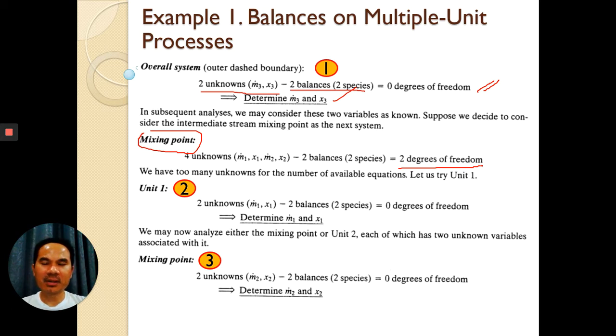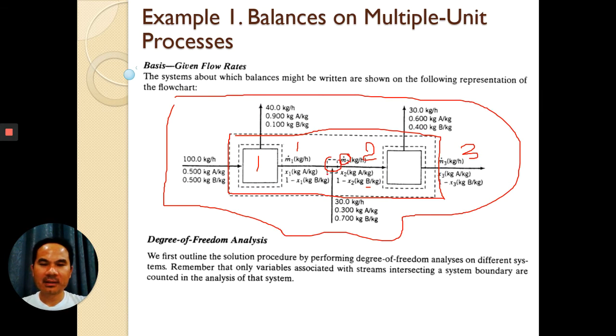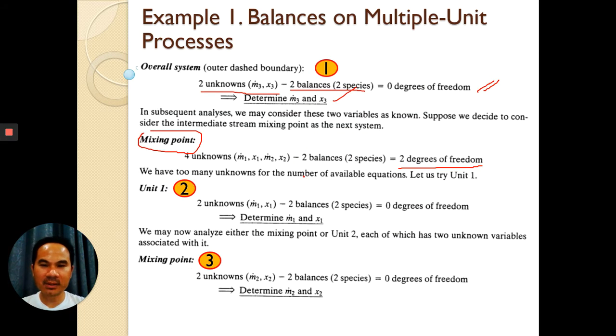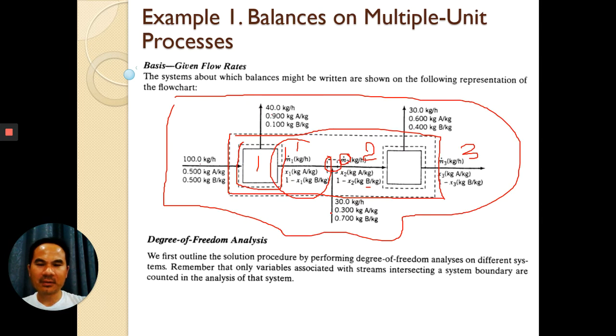The next step, you consider unit 1. You know the input, you know the output, and you don't know stream 1, with M1 and X1. For this case, 2 unknowns and only 2 species. You have 2 unknowns minus 2 equations, so you get 0 degrees of freedom also. For unit 1, you can solve for M1 and X1.